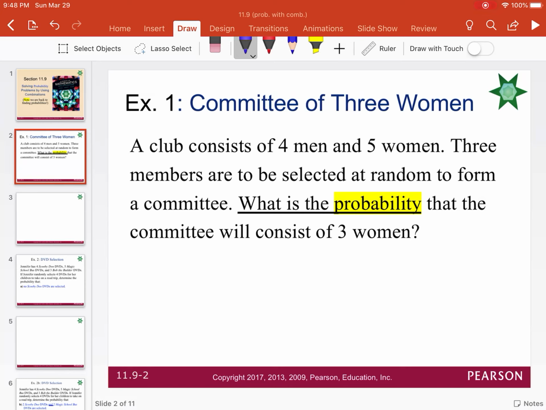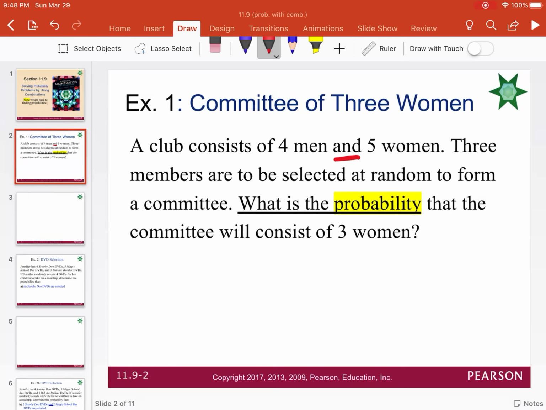Example 1. A club consists of 4 men and 5 women. 3 members are to be selected at random to form a committee. What's the probability that the committee will consist of 3 women? All right, so let's underline a few key ideas. First of all, our club has 2 parts to it, right? It has 4 men and 5 women. And this is a probability question, which means it's a ratio, right?